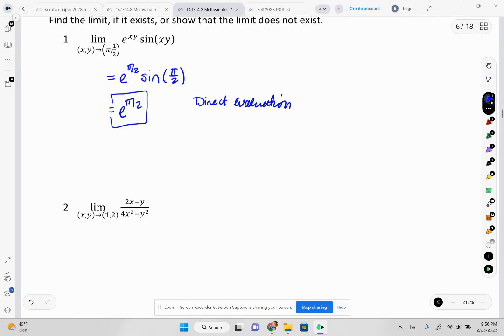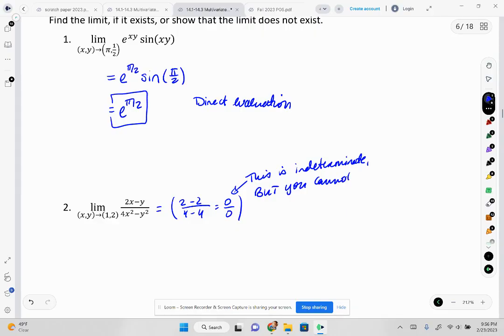The second problem, let's see if we can just plug things in. So if I plug in x equals 1 and y equals 2, I get 2 minus 2 on top, and I get 4 minus 4 on the bottom, which is 0 over 0, and that is indeterminate. So this is indeterminate. But you cannot use L'Hopital's rule.